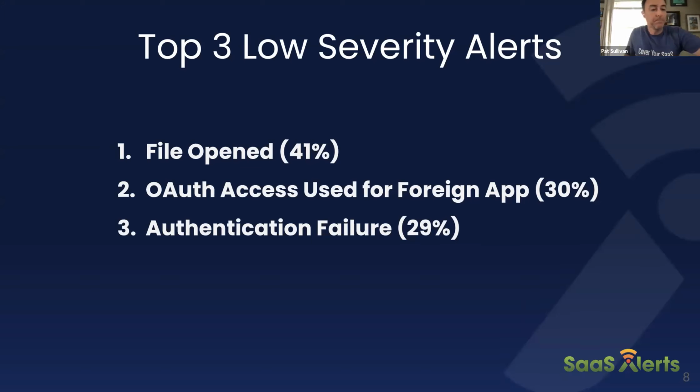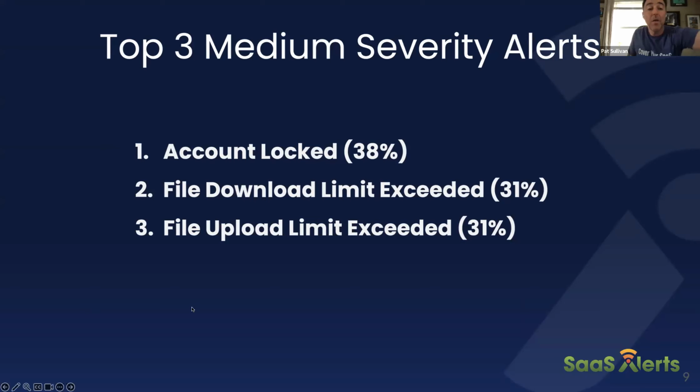Next slide. Top 3 medium severity alerts, because we have critical, medium, and low. We're now on to medium. The top 3 here, you'll see account lock leads the count, followed by file download limit exceeded, and number 3 is file upload limit exceeded.